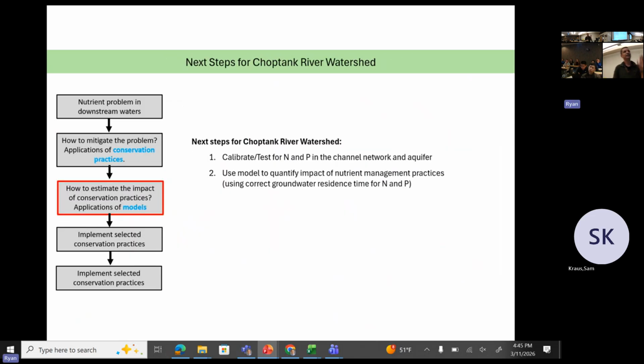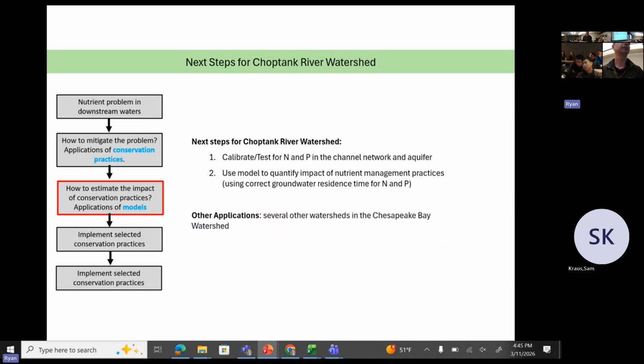And this is kind of zooming in, looking at some individual tile drains and channels, some groundwater flow paths there. All right, so now next steps. Salam is here, and he's going to do this. He's a postdoc working with me. Right now he's calibrating. Now the travel time is working. It's great. So now he's going to calibrate and test the model for nitrogen and phosphorus in the channel network and the aquifer, and then use it to quantify the impact of nutrient management practices using the correct travel time in the aquifer.